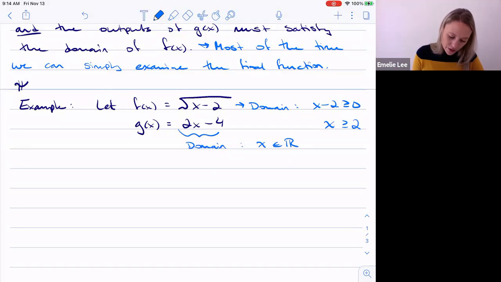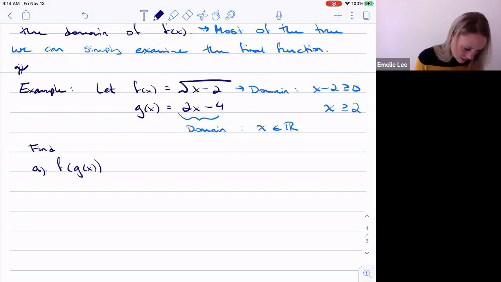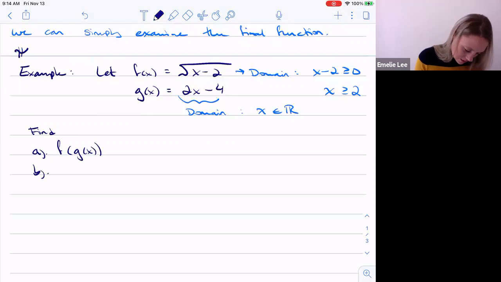So knowing that, how about we do some compositions? So first, let's find f of g of x. Okay. Part E, let's do g of f of x.